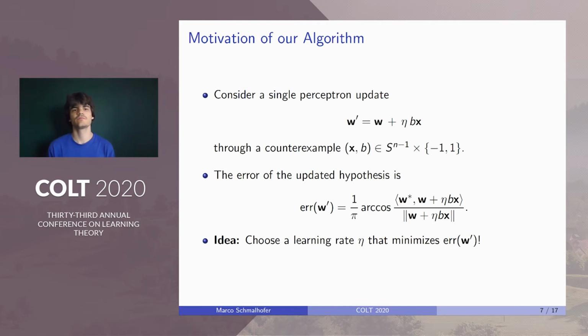So let me continue with the motivation of our algorithm. The main idea is to supplement the perceptron algorithm with a variable learning rate eta, which is normally a constant. Consider a single perceptron update where we have the updated hypothesis w prime equals the actual hypothesis w plus eta times b times x, where bx is a counterexample. Then we have a closed form expression for the error of the updated hypothesis. The central idea is to choose a learning rate eta that minimizes this expression.